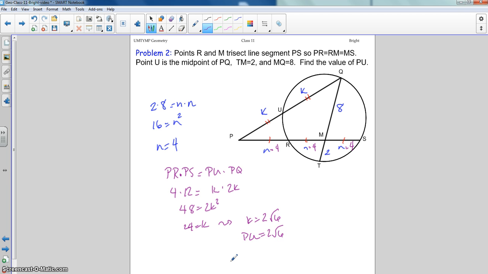Okay, this problem was rather interesting in the fact that it made you use the power of a point theorem both in the case of an intersection inside of a circle, and where the point of intersection is outside of the circle. So again, just some quick examples of the power of a point theorem.